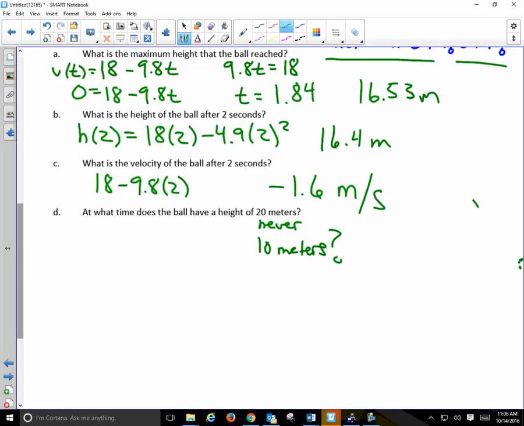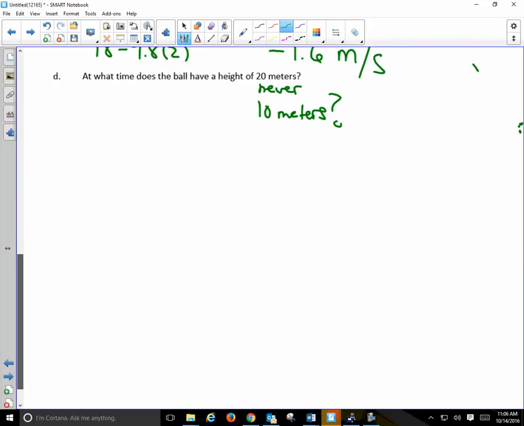Okay, you guys were all able to say that it's never going to be equal to 20 meters. But what about 10? Will it be equal to 10 at some time? So how will I figure out where it's equal to 10? 10 is equal to 18t minus 4.9t squared.